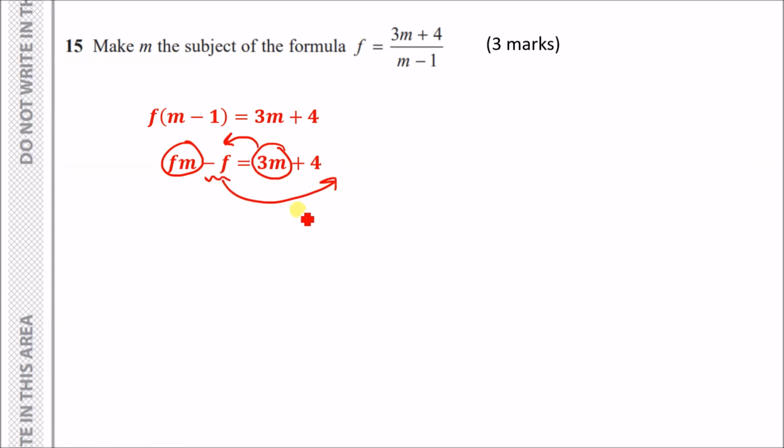And to move it across, we're going to have to add f. To move 3m across, we're going to minus 3m. Yeah, so when you move everything across, you end up with something like this, yeah? So you've got fm minus 3m now, and then 4 plus f. So you just did the changes. We just swapped the positions around.